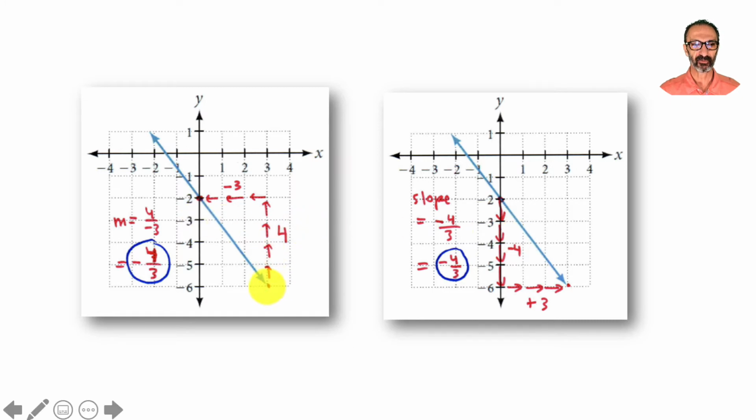So if I go up from this point, then left, my rise is positive 4, my running is negative 3, simplifies to negative 4 over 3. On the other hand, if I go down, I'm going to go down 4. So the rise is -4, where here the rise was +4. Running is 3, so it's going to be -4 over +3, which simplifies to -4/3. Same answer.